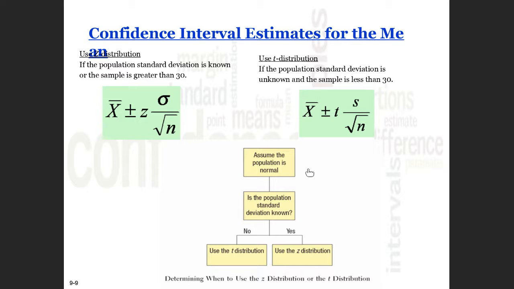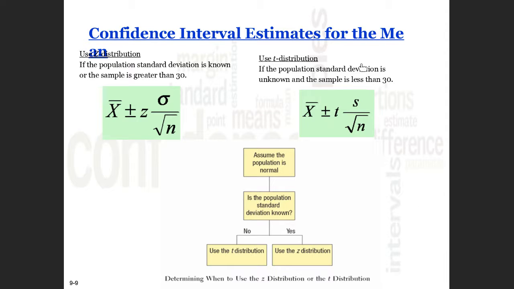So here's the rules. You assume the population is normal. Always assume the population is normal. Is the population standard deviation known? If no, use the t-distribution. If yes, use the Z-distribution. Is there any questions about that?